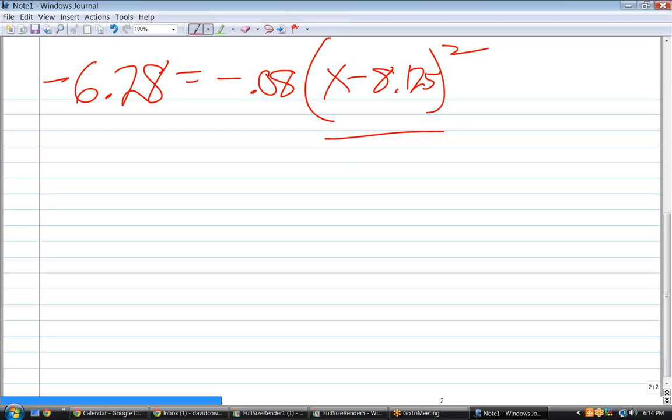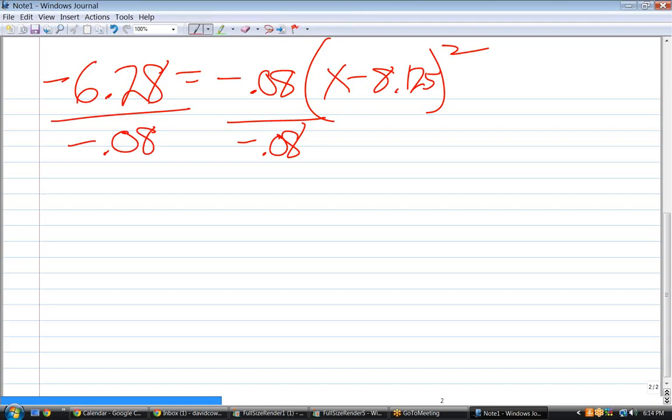Remember, we're trying to isolate that. You square whatever in the parentheses? No. Divide both sides by minus 0.08. Okay. Notice that if I divide the right side by minus 0.08, I'm going to get rid of that, and I'm going to be left with what's in the parentheses being squared. Since I'm doing it to the right side, I got to do it to the left side.